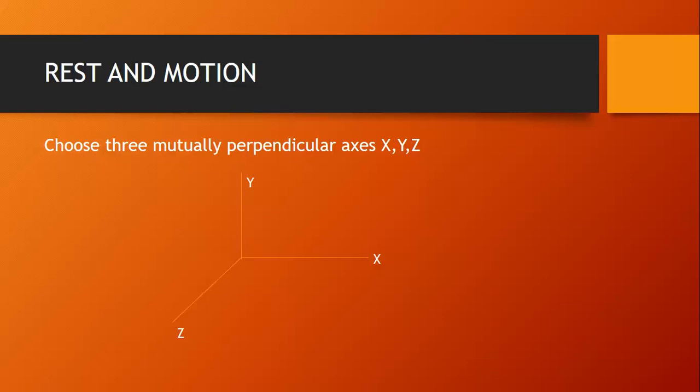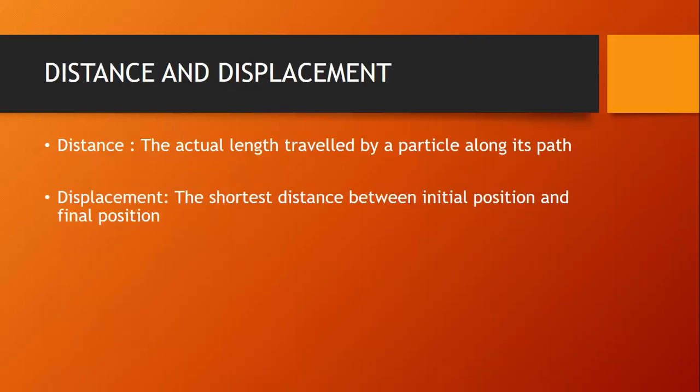Let's see what is distance. Distance is the actual length covered by a particle along its path. Distance is a scalar quantity, means it has only magnitude. Let's say a person is walking along a path. So, how much ground the person has covered is nothing but the distance walked by the person.